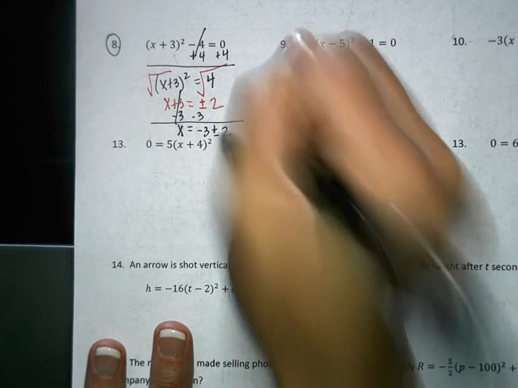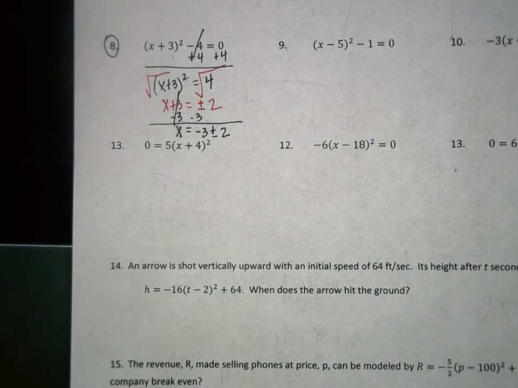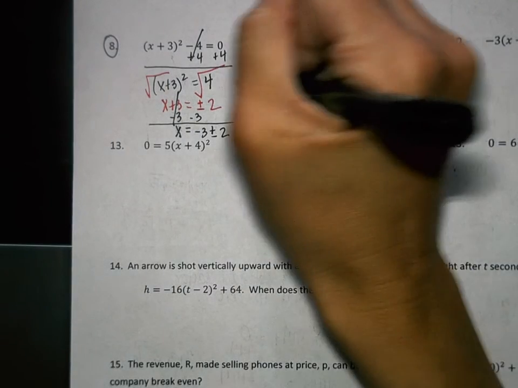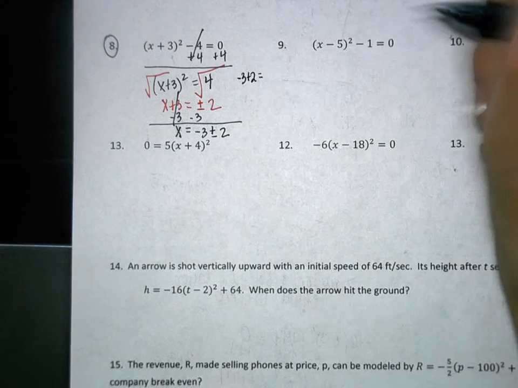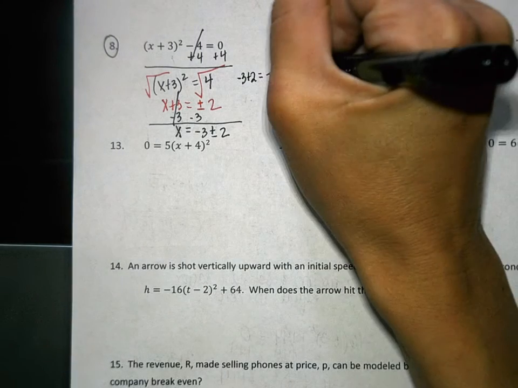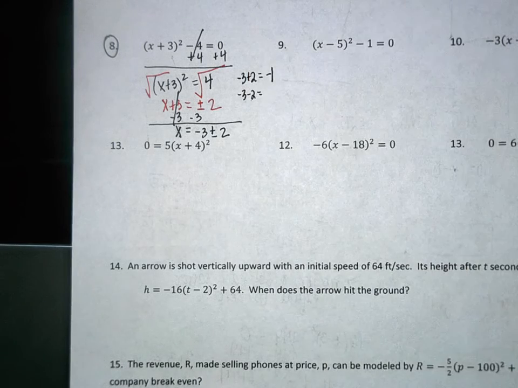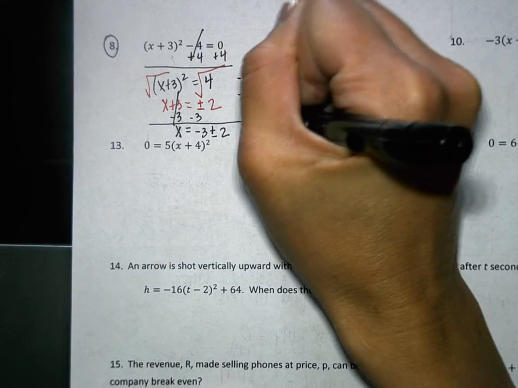Now, can I simplify that? Yes. Because they're both whole numbers. There's no roots. So we're going to write 2 equations. Negative 3 plus 2, and that equals what? Negative 1. And negative 3 minus 2 equals negative 5. So those are actually my answers. X equals negative 1 and negative 5.